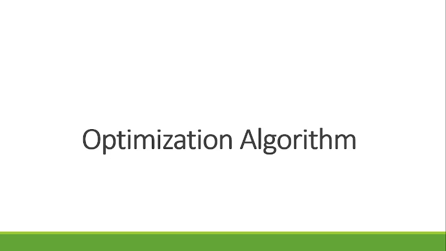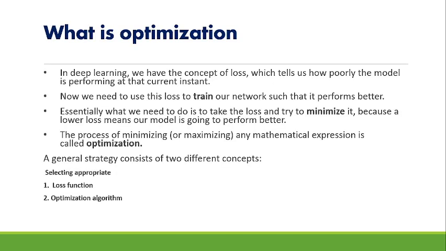Hello student, let us see what are optimization algorithms. In deep learning we have the concept of loss. Loss is nothing but the error between the calculated value and the targeted value. By using this loss function we are trying to train our neural network such that it will perform better. It performs better when the loss or error is minimum, so essentially what we need to do is take the loss and try to minimize it, because if the error is less, then we can say our model is performing better.